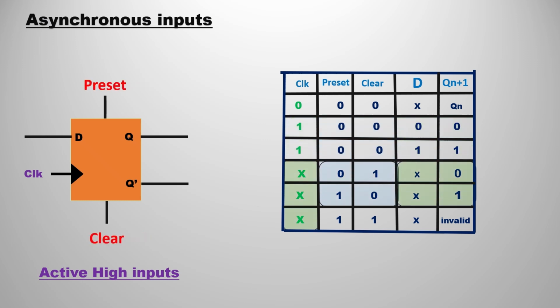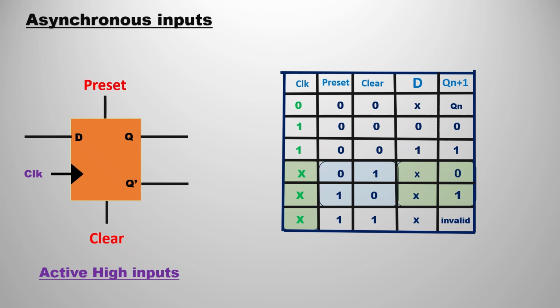In the next case, when clear is 1 or preset is 1, the main usage is to reset or set the output. That is the main thing you can see there. Whatever the input D is, the output will respond correspondingly. If you observe the first one, clear is high: preset is 0, clear is 1. We have already understood that when clear is 1, the whole output would be dominated as 0. You can see D is don't care, and Qn plus 1 is 0.